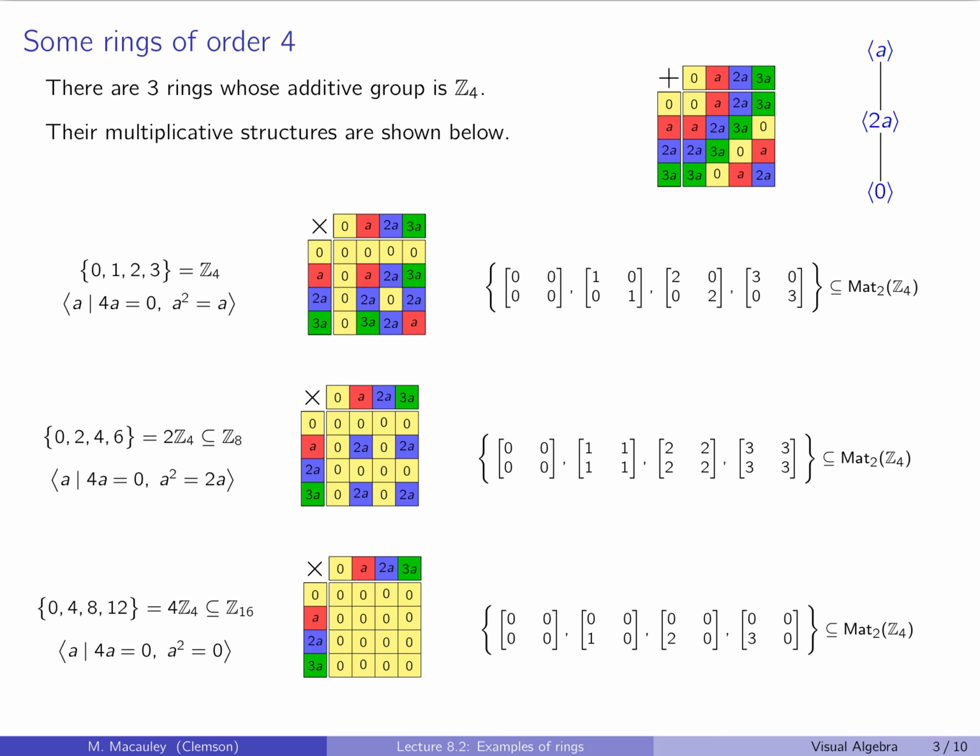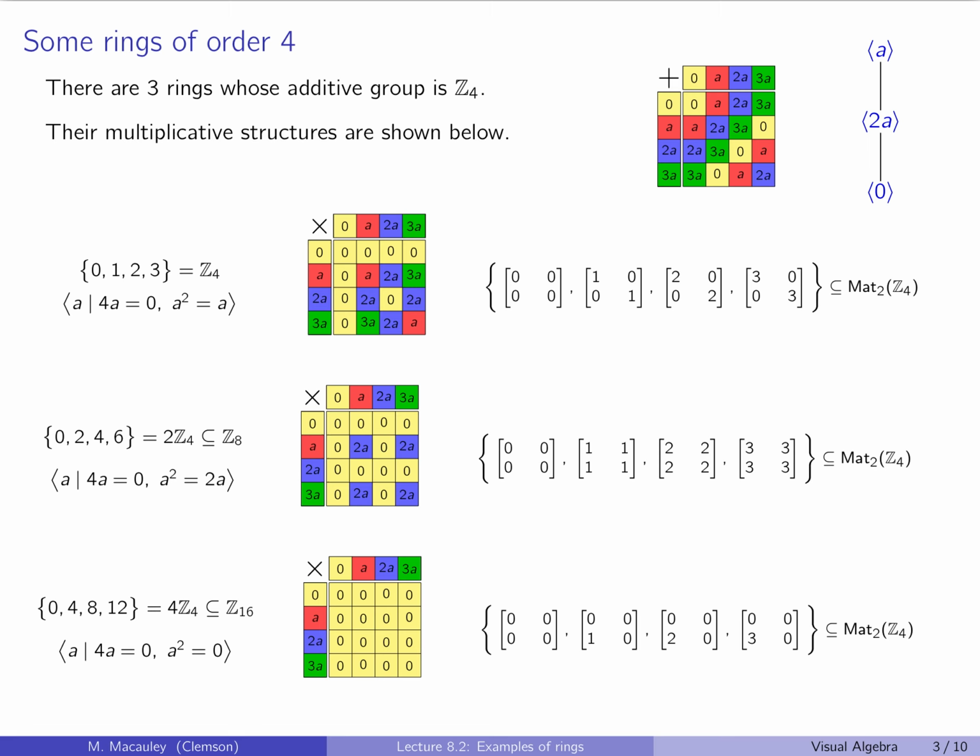Finally, if we take this original ring and we quadruple the elements to get 0, 4, 8, and 12, and think of this as sitting inside of Z16, we get this last ring that has really a trivial multiplication table. We saw an example like this in the previous lecture for Z6, and here is the ring presentation for that. So 4A is 0, and A squared, the square of everything, is 0.